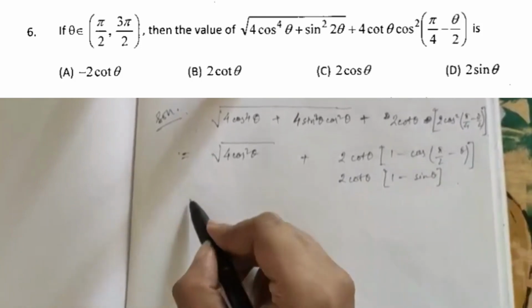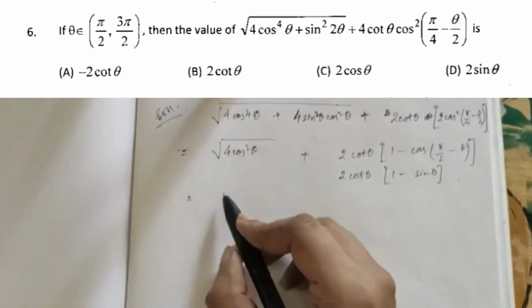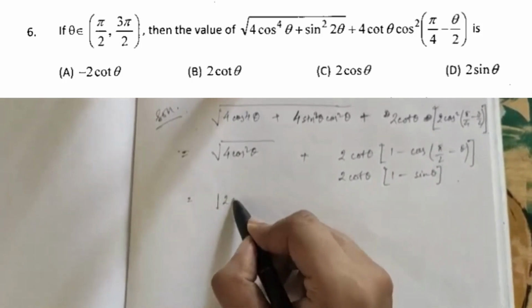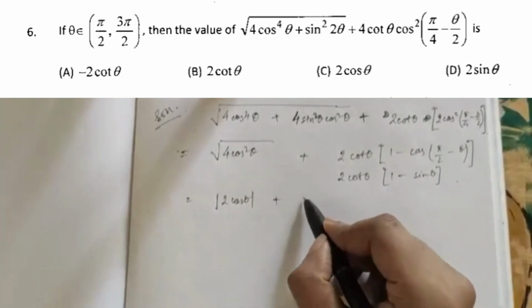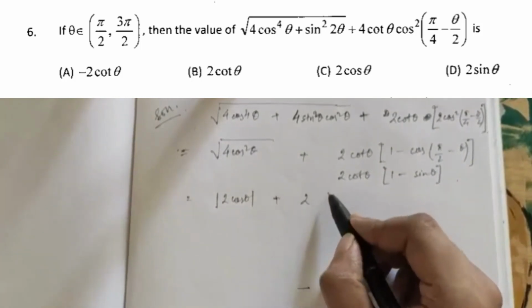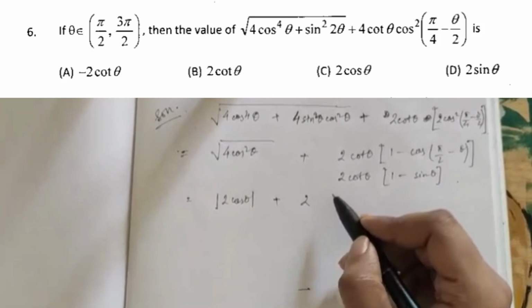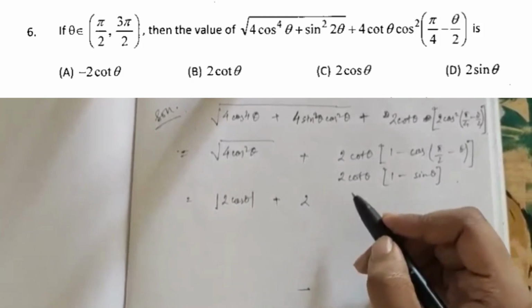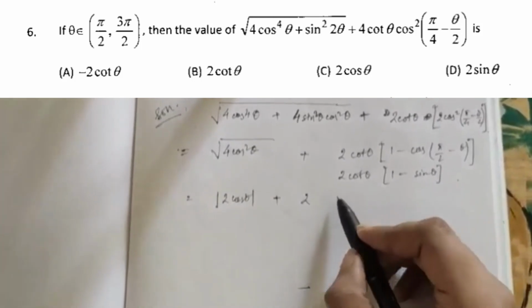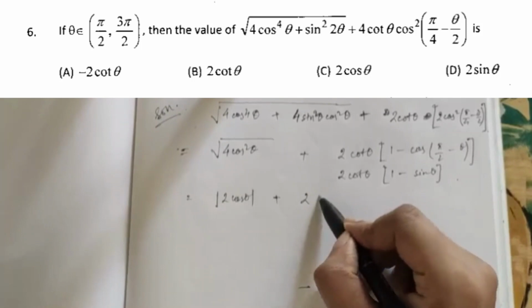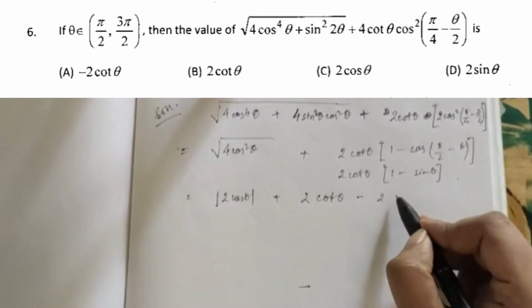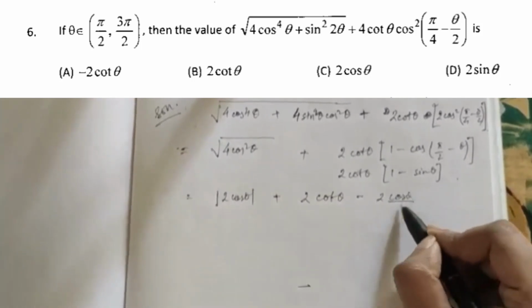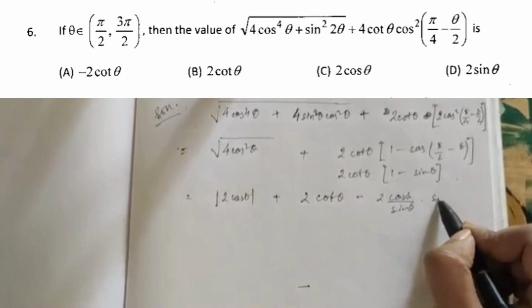Here under root 4 cos square theta, we can write it as mod of 2 cos theta, and here we can write it as 2 cot theta. Cot theta we can write as cos theta by sin theta. So if we write cos theta by sin theta, then it will come as 2 cot theta minus 2 cos theta by sin theta into sin theta.